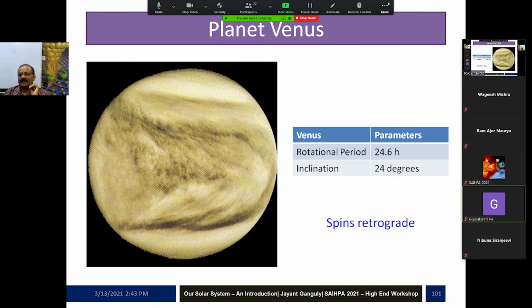So the next thing is that we will just restrict and go faster. Next we have the planet Venus.